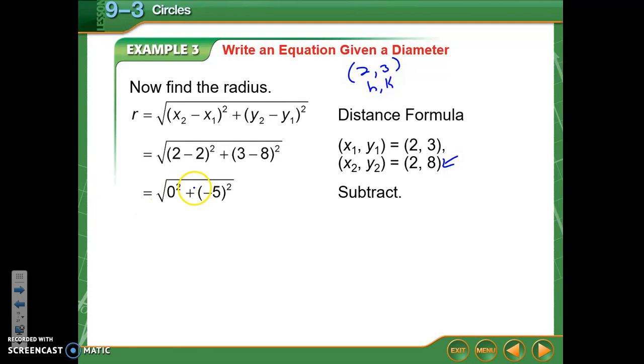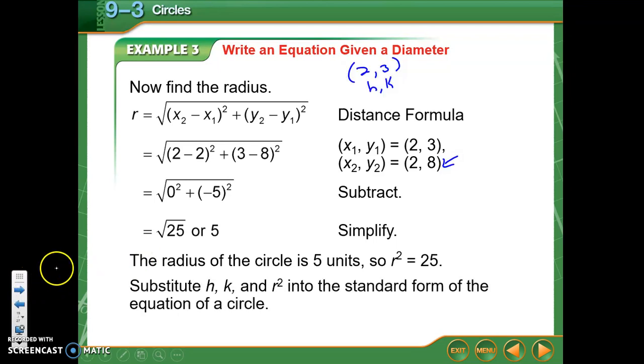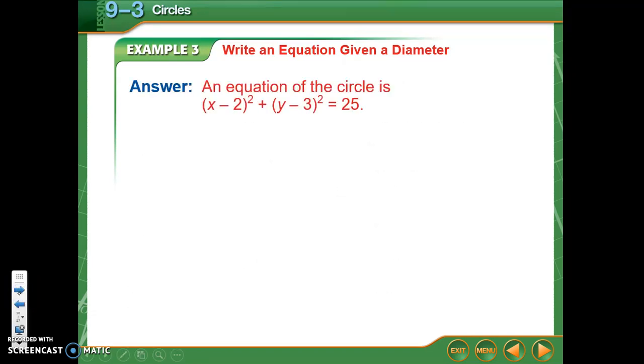So in this case, we do the distance formula: 2 minus 2, quantity squared, so that's 0 squared. 3 minus 8, quantity squared, so negative 5, quantity squared. That gives me the square root of 25, or 5 as my radius. So the radius is 5, r squared is 25. So I substitute into my form for a circle, (x minus h) quantity squared plus (y minus k) quantity squared equals r squared. And this is my result. 2 was my h, the x coordinate of the center, k is 3, the y coordinate of the center, and r squared is 25.